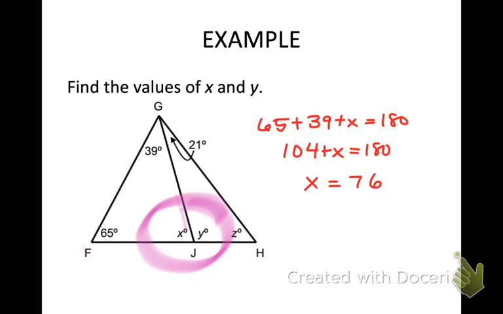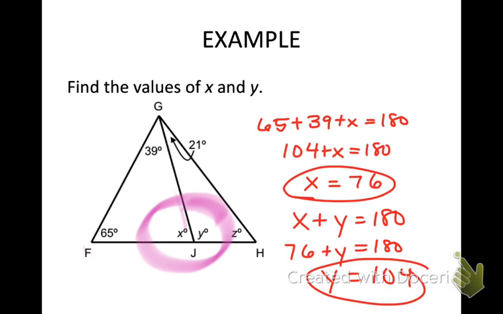What's the angle relationship between x and y? They're a linear pair. So x plus y should equal 180. That's what we just said. Because x, y, and z. x we just said was 76. y is 104. Okay. So now can you find z? If y is 104, how would you find z? 104 plus 21. Yeah, good.